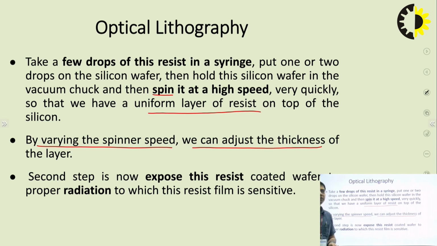Now, once we have applied the photoresist material on the surface of the silicon wafer, the next step is that we have to expose this resist using ultraviolet radiations.